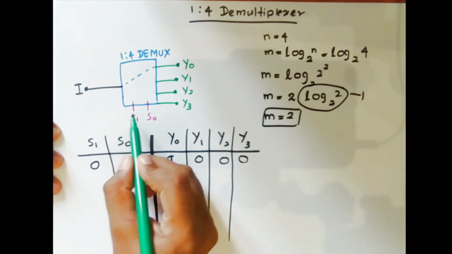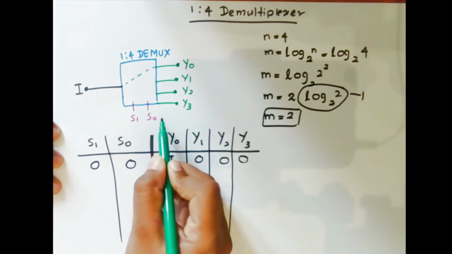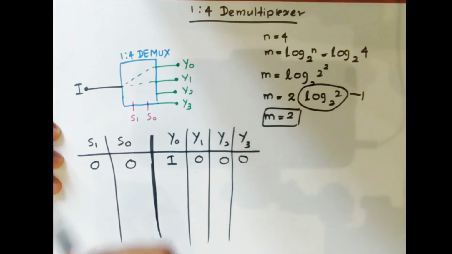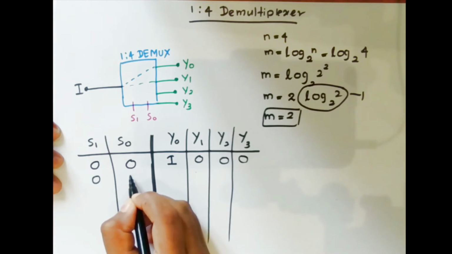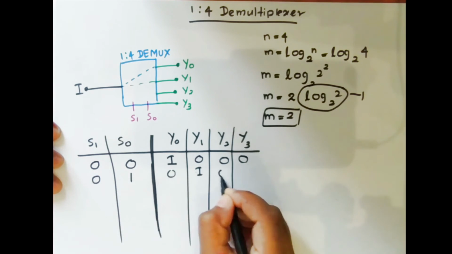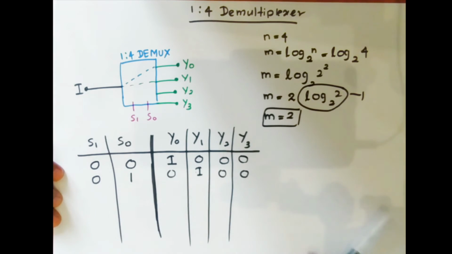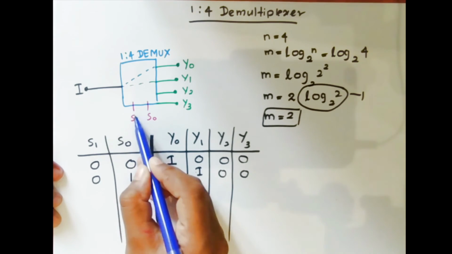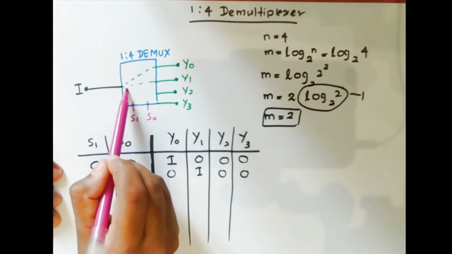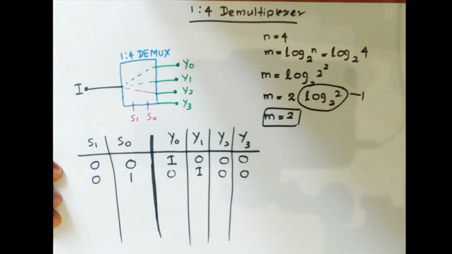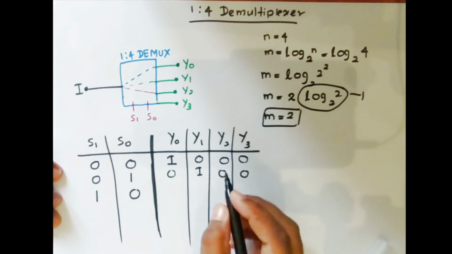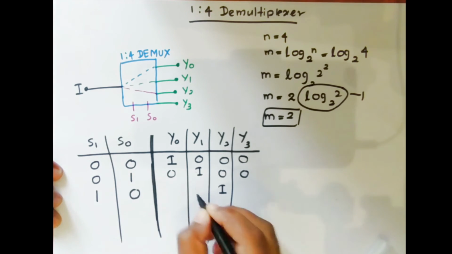And when S1 is 0 and S0 is 1, I consider that I is going to y1. So S1 is 0, S0 is 1, the y1 will be equal to I, and others are 0. Next, I consider that I is going to y2. So S1 is 1, S0 is 0, the y2 will be equal to I.